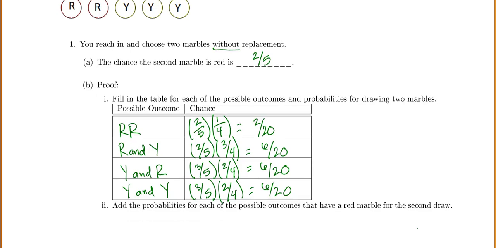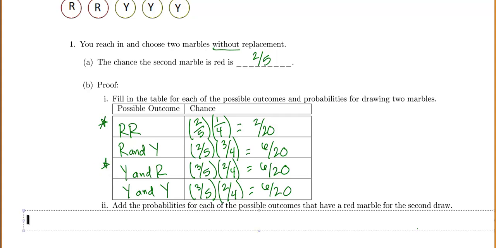And now, if we are interested in the chance that the second marble is red, to find the probability that the second marble is red, we just add up the probabilities for each of the possible outcomes that have the second marble as red, which would basically be this one and this one. So the probability that the second marble is red is equal to the probability that you get red, red, or yellow, red. And so we just have to add up each of those probabilities.